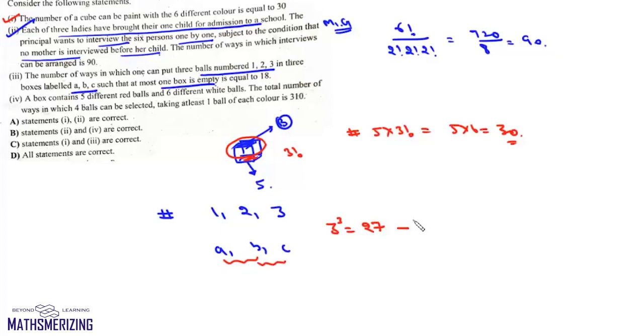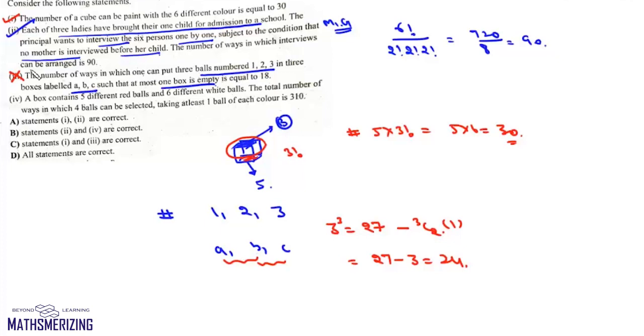So it is 3C2. Now if A and B are empty, then all the 3 balls will go to C. So there is only one way. So the total number of ways is 27 minus 3, which is 24. That means this third option is incorrect.